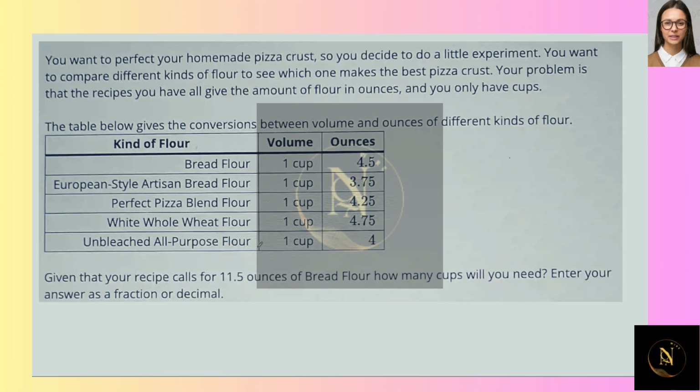Given your recipe calls for 11.5 ounces of bread flour, and 1 cup is 4.5 ounces, how many cups will you need? Enter your answer as a fraction or a decimal. So if 1 cup is 4.5 ounces, you need to know how many cups is 11.5 ounces. So you're going to multiply 11 times 1, which is 11, and then you're going to divide it by 4.5.